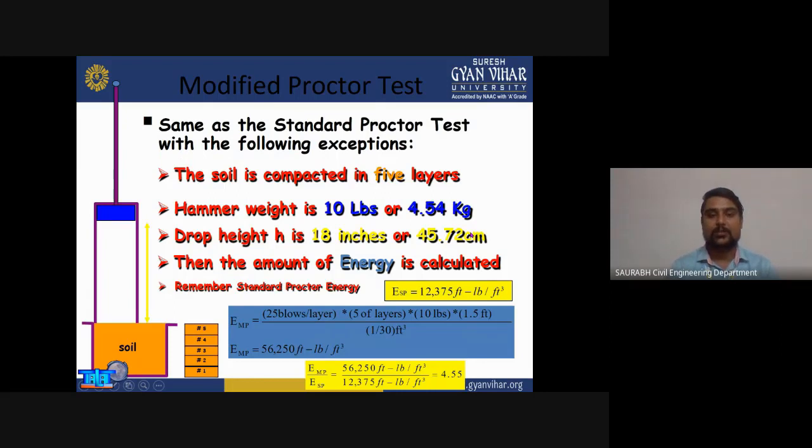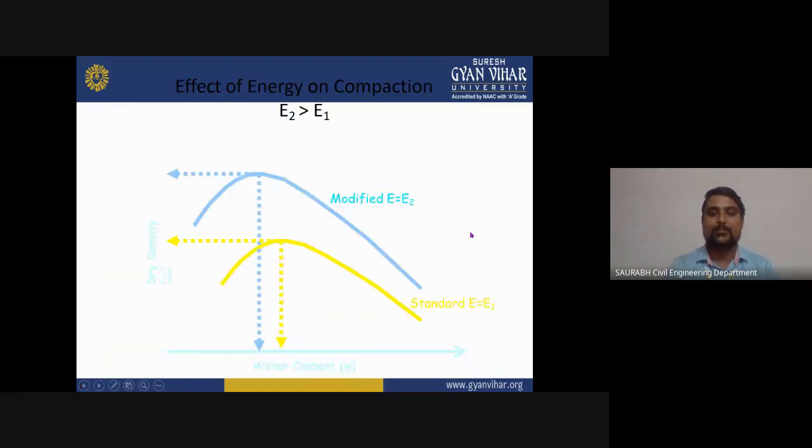And the modified Proctor test is the same as the standard Proctor test with the following exceptions. The soil is compacted in 5 layers, the weight of the hammer is 10 lbs, and the drop height is 18 inches. That is the difference between the modified Proctor test and the standard Proctor test. And this is the graph of a modified Proctor test and standard Proctor test. You can see here.